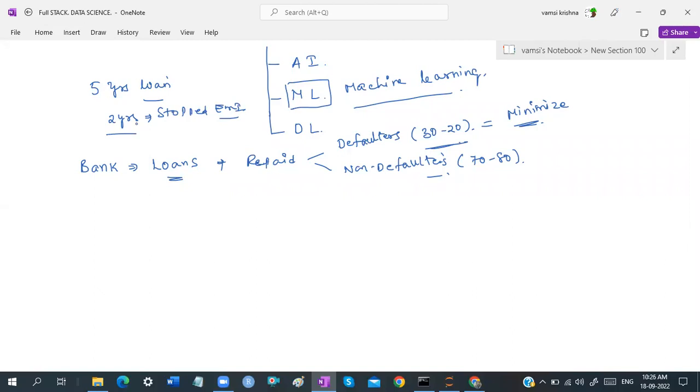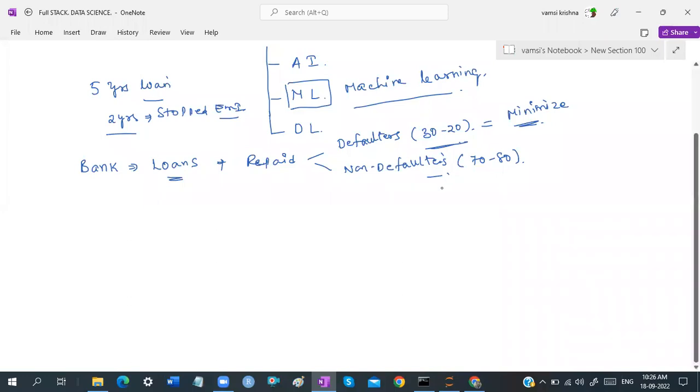Then what the banks thought is, why don't we predict them? Is there any chance? Can you guess or predict, whenever we are giving a loan, that in the future he would become a defaulter? That is what the banks thought about.